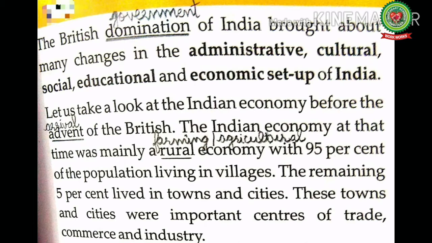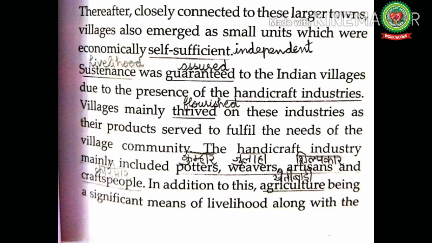Means before the arrival of the British, most of the Indians were involved in agriculture and about 95% people lived in the villages and the rest 5% people lived in towns and cities. During that time, the villagers of India were involved in agriculture or farming, whereas the trade was carried out in cities and towns. Thereafter, closely connected to these larger towns, villages also emerged as small units which were economically self-sufficient.